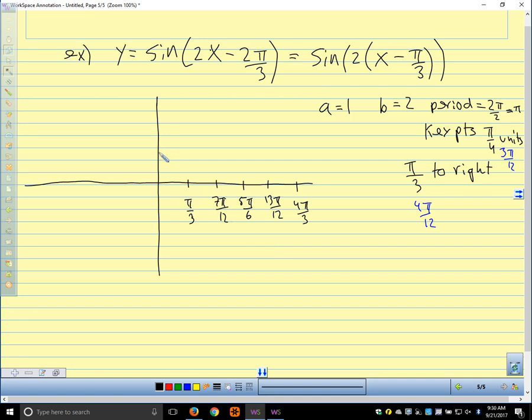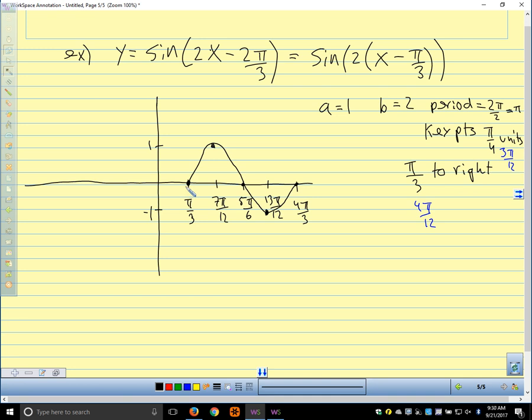And my amplitude is 1. I'm going to go here, -1. I'm going to start my graph on the x-axis because sine of 0 is 0. I'm going to shift that over. And then I'm going to plot my points here. Go down a little further. There we go. And there. And if we wanted another period, we could continue adding units of 3 pi over 12 here.